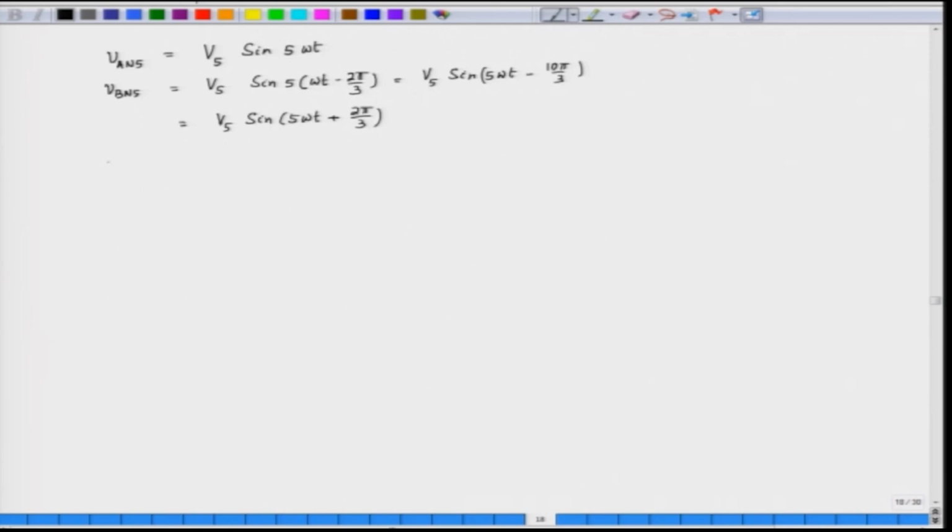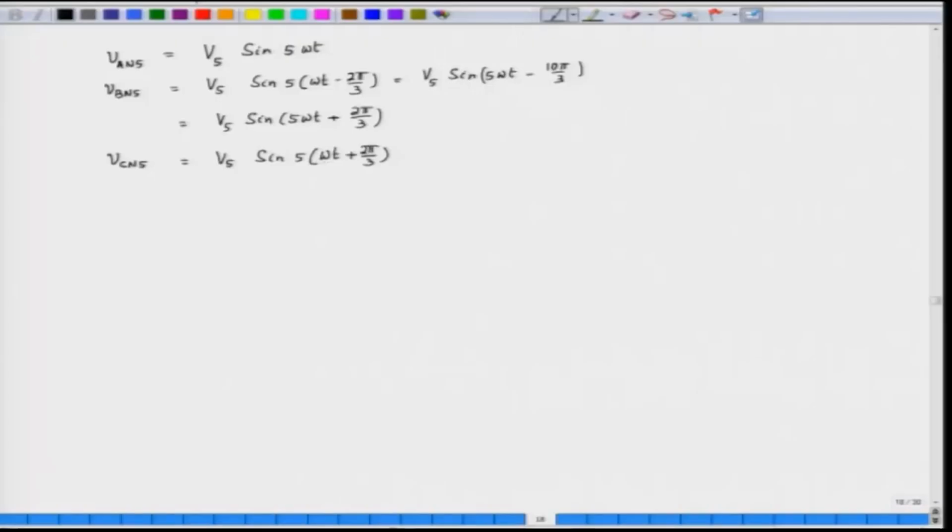And what about phase C for the fifth harmonic? C n 5, that is V 5 sine of 5 omega t plus 2 pi by 3, because phase C has to be shifted accordingly with respect to omega t. This is omega t plus 2 pi by 3 or 120 degrees. Pi is 180, 2 pi by 3 is 120 degrees.